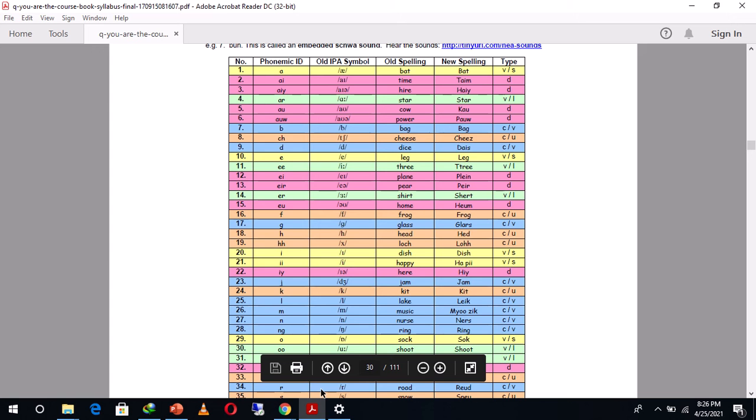F is a consonant and would be unvoiced, like frog. The 17th phoneme is G, and G is also a consonant, like glass. The G sound would be produced, glass. And if there is a vowel after G, then it will be voiced as J. Okay. Anyways, number 18 is H. H is also a consonant over here, and it is about head.